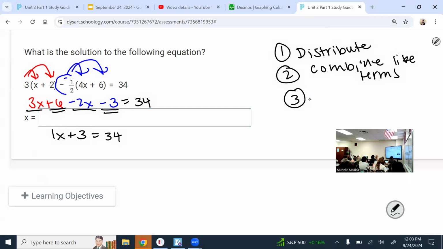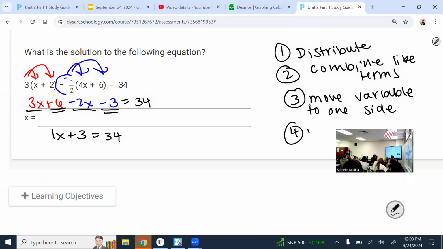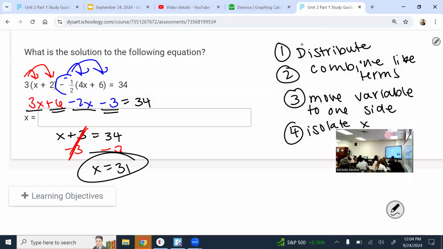If there's variables on both sides, then you move the variable to one side. I don't have that in this one. And then lastly is when you isolate x. So the 1 times x is just x. I'm gonna erase that. What's opposite of adding 3? And that's what you do to isolate x. Use your inverse operations. What's 34 minus 3? So that's your answer. Follow these steps anytime it's a multi-step equation.